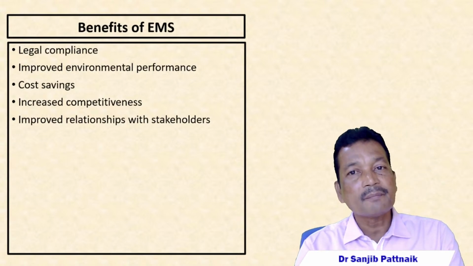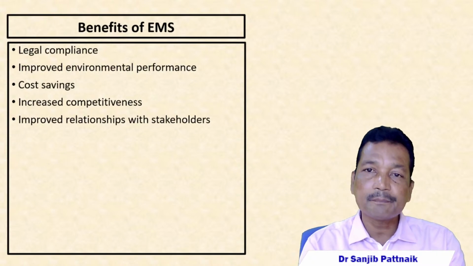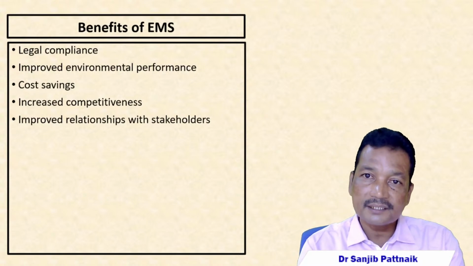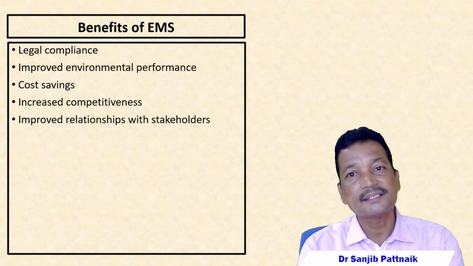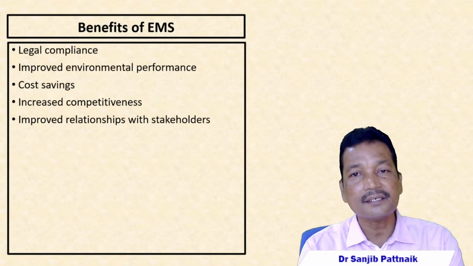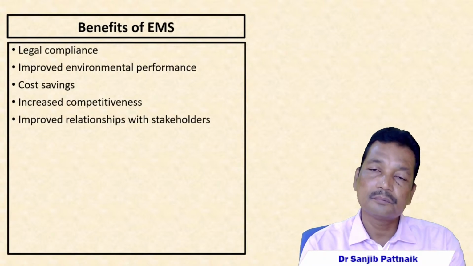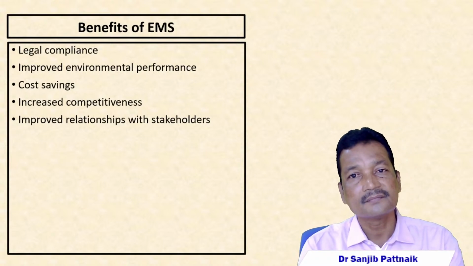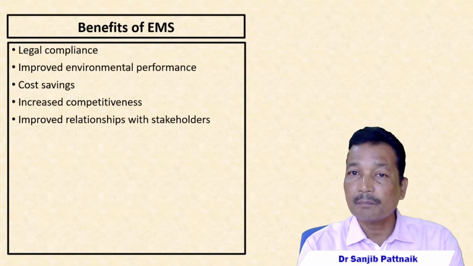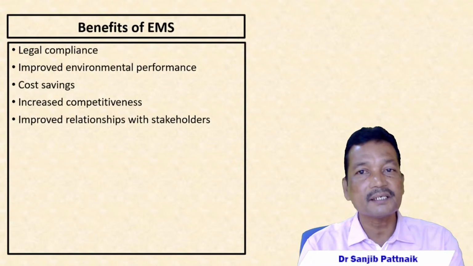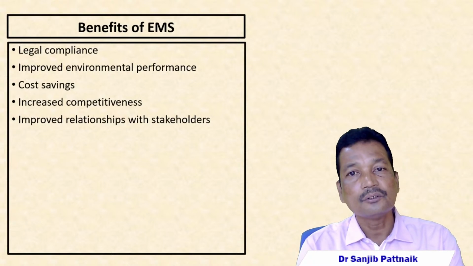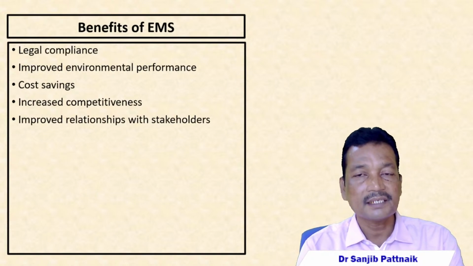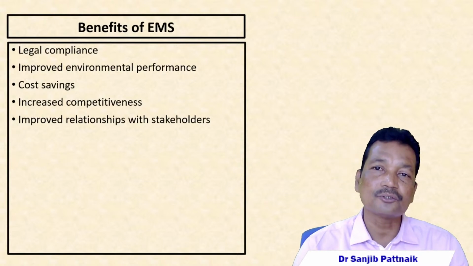The environmental management system improves relationships with stakeholders. Now, who are the stakeholders? You can say the employees and the management, that are internal, the owners, we can say the shareholders, they are also there. Government authorities are there. The general public is also there. So, when you are adopting a proper environmental management system, then the relationship with the stakeholders also improves.